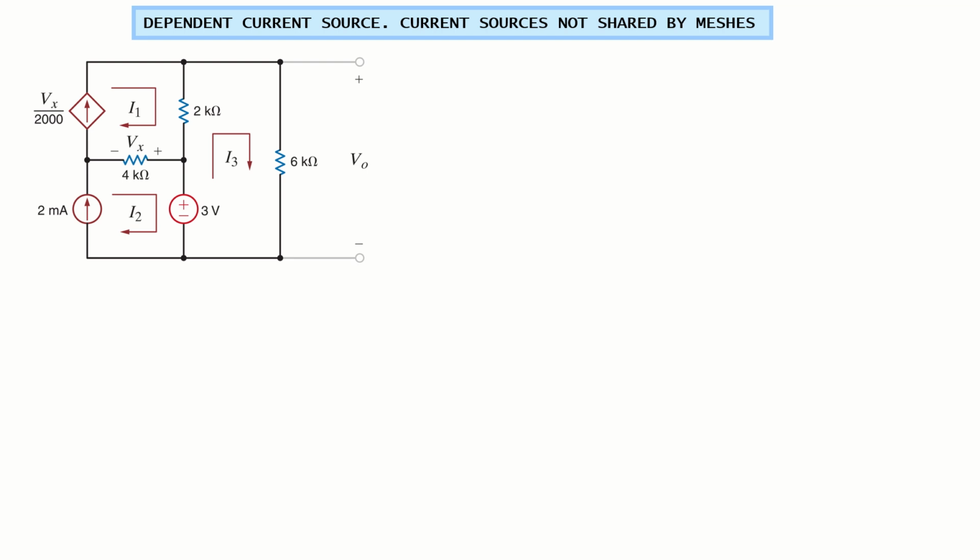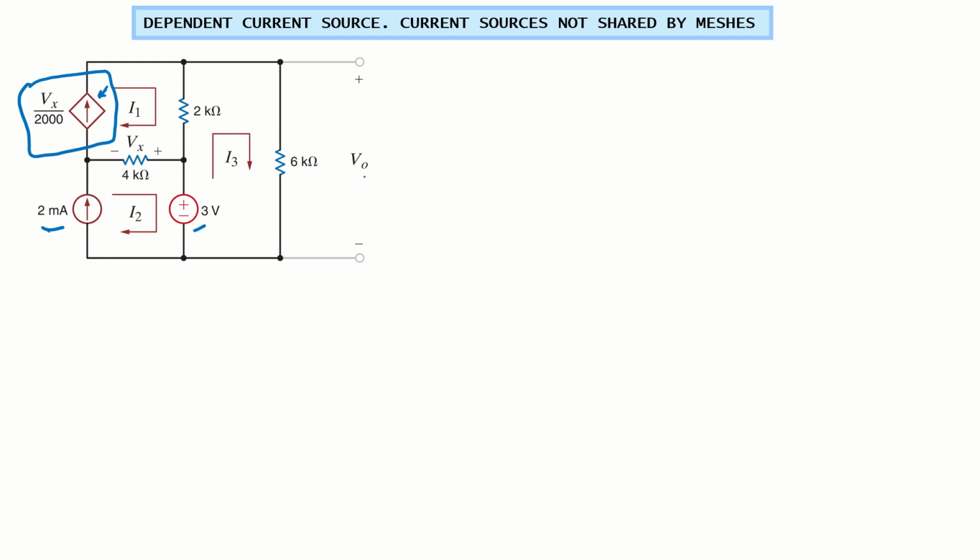For example, this is a circuit. It has basically one current source, one voltage source, and we have another current source here. Why is it a current source? Because of the shape of the source. It's a dependent source, drawn as a square here, and the arrow represents a current source. So we have a dependent current source.